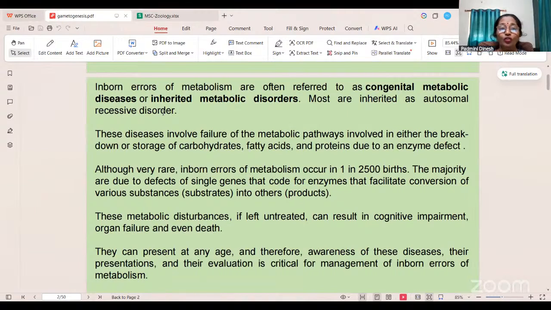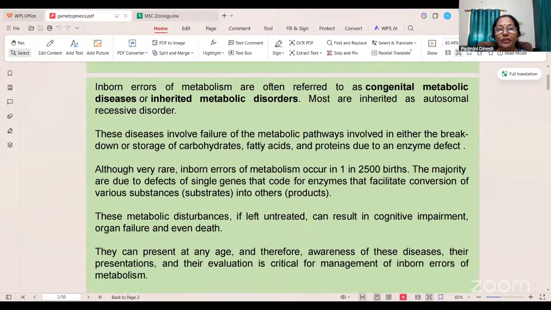Autosomal recessive disorder means both the parents should carry this particular gene that has some problem. So the chromosome which does not have the gene to produce that enzyme should be present in both the parents' chromosomes. Only then can it be inherited by the children. That is called autosomal recessive disorder. We talked about autosomal recessive disorders, or the genetic disorders, in the previous topic.